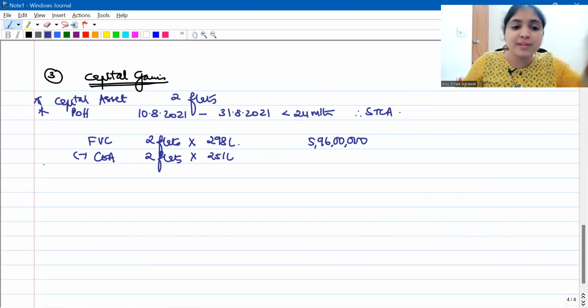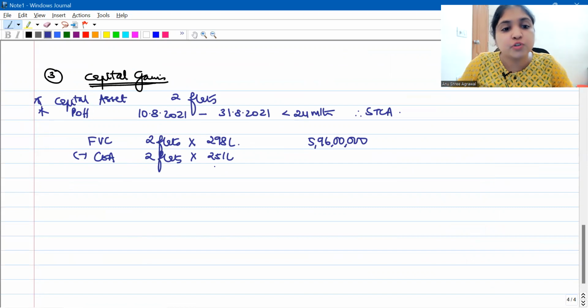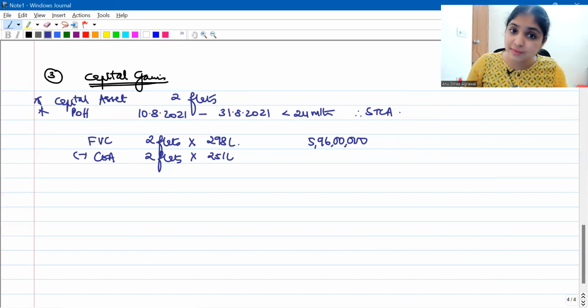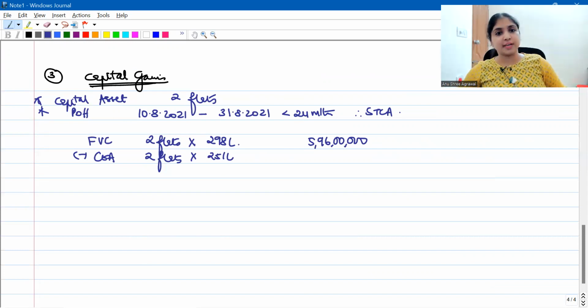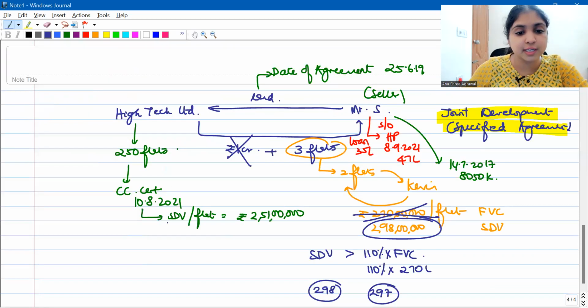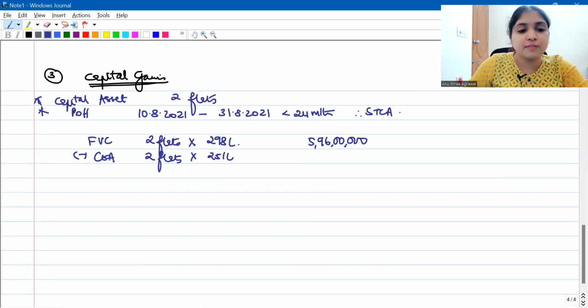So earlier in FVC, these 2 flats were considered at 251 lakh each. So that full value consideration will now become cost of acquisition. In simple words, these 2 flats, later when you sell, the cost of acquisition will be nothing but the SDV on the construction completion certificate date. When did we get the construction completion certificate? On 10th August 2021. On this date, what was the SDV? 2 crore 51 lakhs.